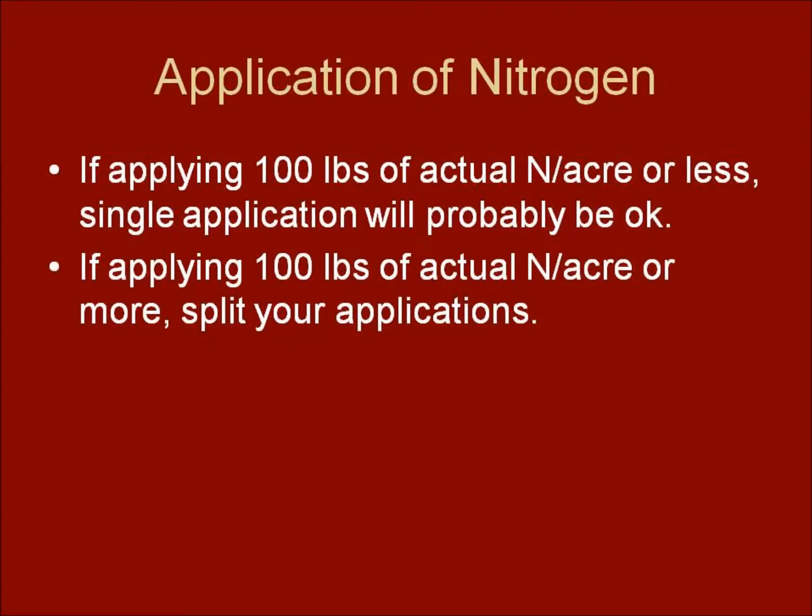As far as the application of nitrogen, if we're applying 100 pounds of actual N or less, then we can do that with one single application. But if we need more than 100 pounds, then we usually need to split those into 2 applications to get our nitrogen out. So take that into consideration. If your soil test calls for more than 100 pounds of actual N, we need to split that into 2 applications.